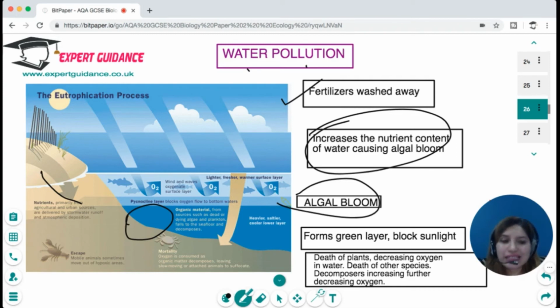When plants die, the oxygen content of the water decreases, and the death of plants also causes the death of other species which are dependent on plants, and then they all die, and then the decomposers come in which try to decay this and further decrease the oxygen in the water body, thereby depleting the water body of oxygen. This whole process is eutrophication, causing the death of aquatic life. And this is a major contributor to water pollution.